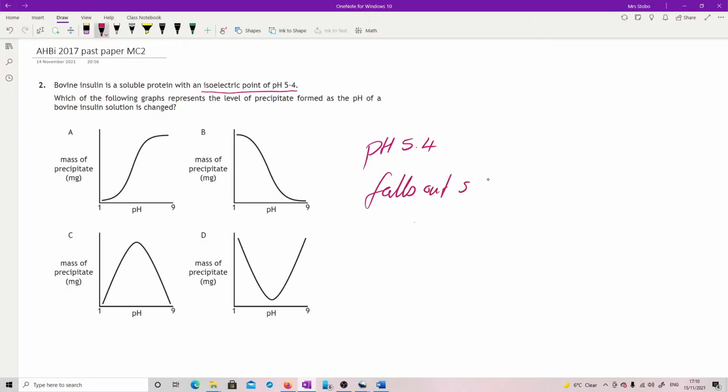Okay, so falling out of solution is basically precipitation. So what I'm looking for is at 5.4, I need to have the greatest mass of precipitate, and either side of it, not so much. So that's this one here.